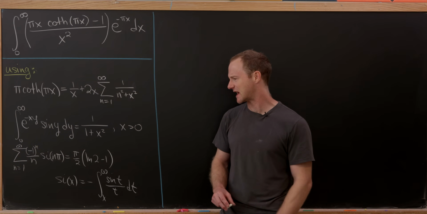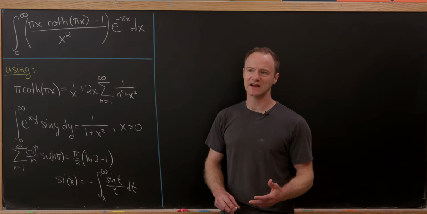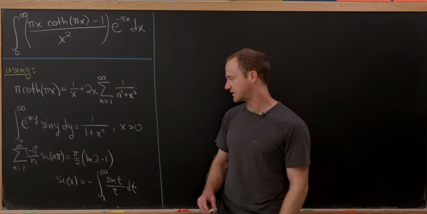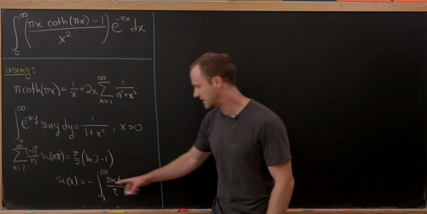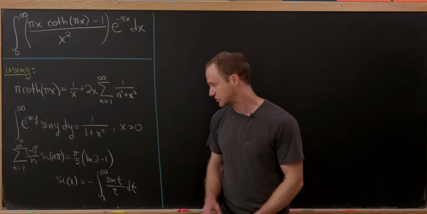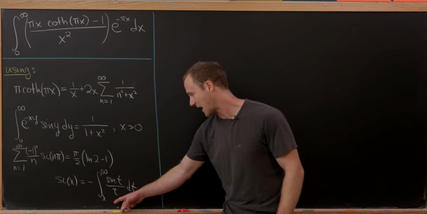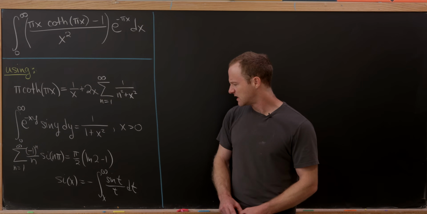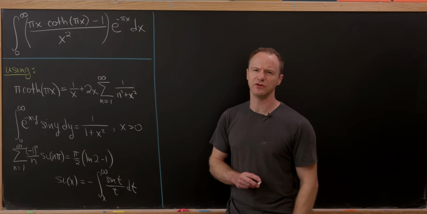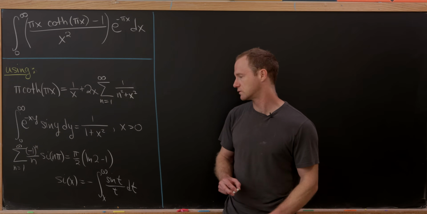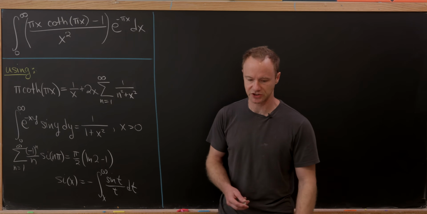But what is Si? Well, it's called the sine integral, and it's a function defined in terms of an integral. It's defined like this. The sine integral evaluated at x is equal to negative the integral from x to infinity of sine t over t dt. Now notice if x is equal to 0, you get a nice result that's related to the Fresnel integral, which we'll see during our calculation.